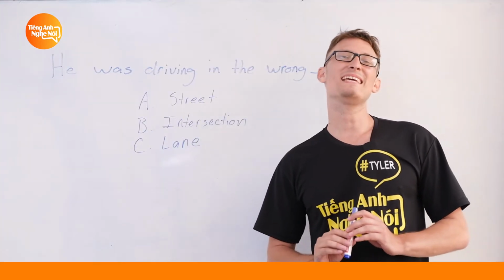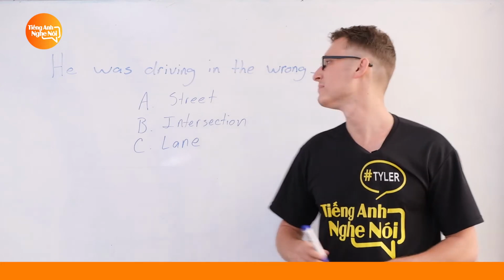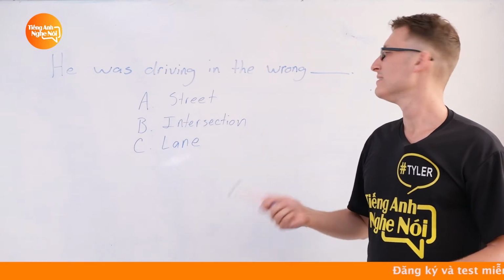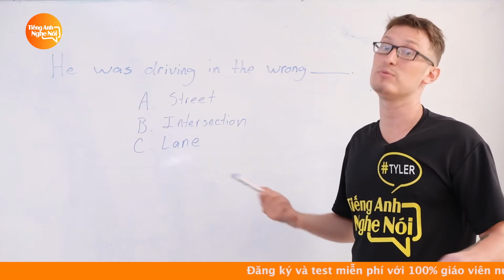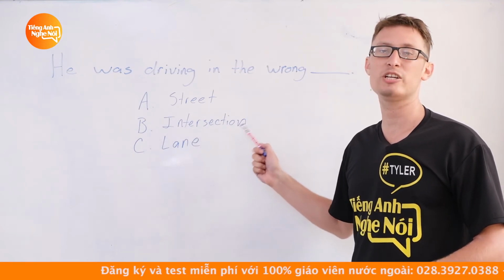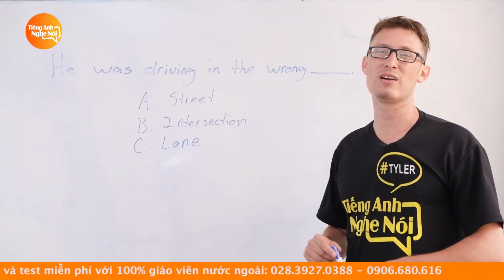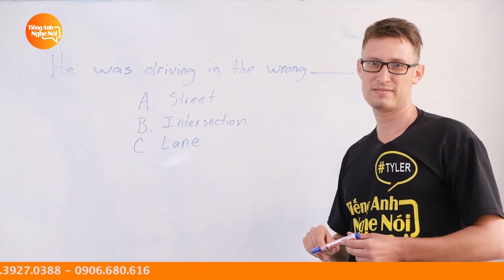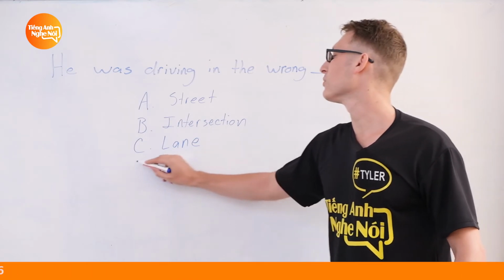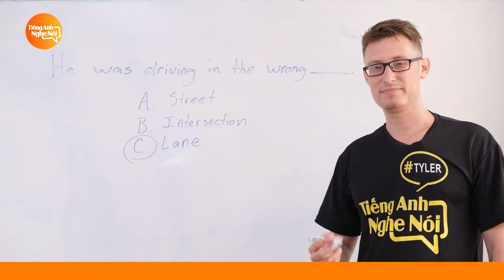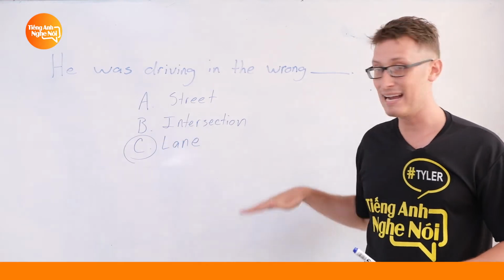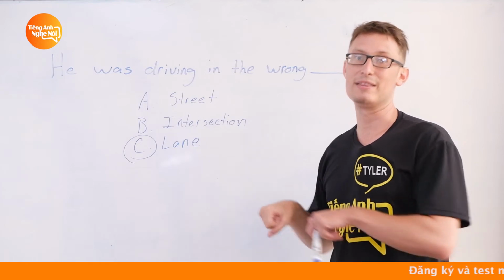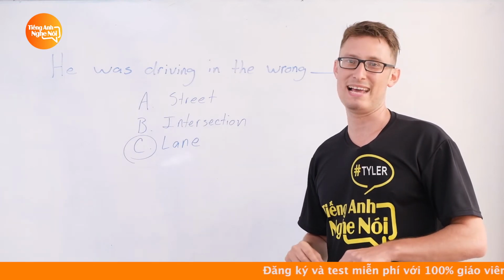Okay, let's see if you can remember some vocabulary. He was driving in the wrong what? Okay. He was driving in the wrong street. He was driving in the wrong intersection. He was driving in the wrong lane. Which of these is the correct answer? Remember? He was driving in the wrong lane. Now, remember, the lane is the side of the road. The right lane goes straight. Okay, you need to drive in the right lane, not the left lane.